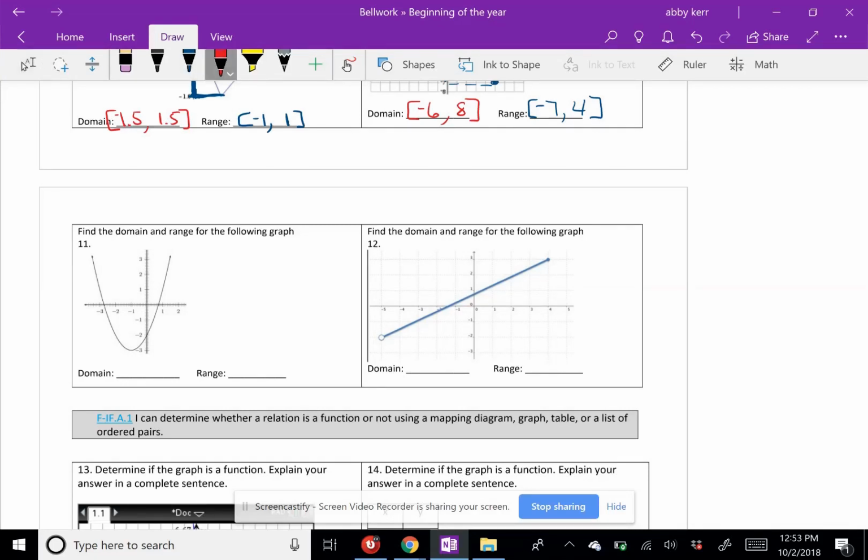Now for number 11, you do the same thing. You ask yourself how far left. Now a lot of you are like, oh, it's almost -3. But look at this arrow. This arrow means it goes on forever. If you extend the line out, it's never going to stop, and the domain is going to follow it. Here, it's never going to stop going to the right. The domain's going to follow it. So we call that -infinity to infinity.